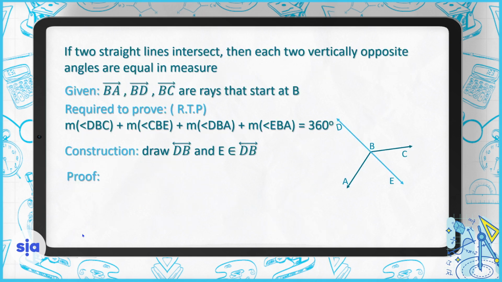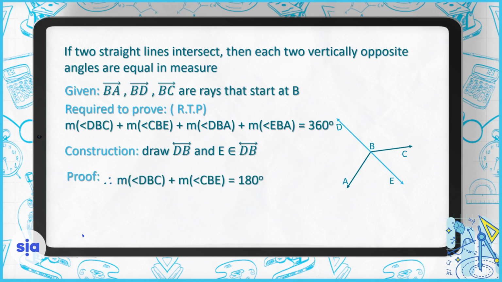What the question requires me to prove is that the measure of angle DBC plus the measure of angle CBE plus the measure of angle DBA plus the measure of angle EBA is equal to 360 degrees. We're going to have a construction: we draw straight line DB and point E belongs to that straight line DB. Let's go to the proof.